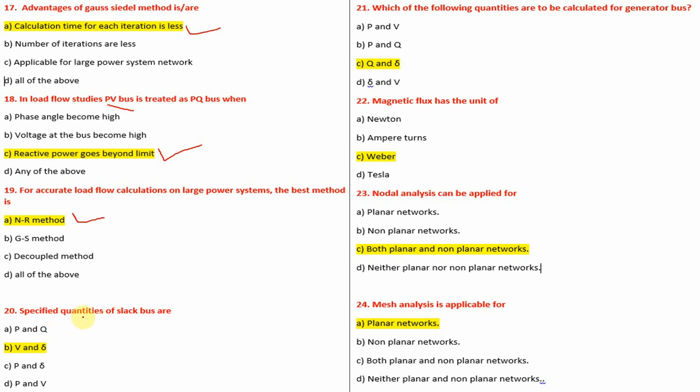Specified quantities of the slack bus are voltage and angle, right? Very important for the slack bus. Which of the following quantities are calculated for the generator bus? That is reactive power and angle. Magnetic flux has a unit of Weber. Nodal analysis can be applied for both planar and non-planar networks. Mesh analysis is applicable for planar networks.